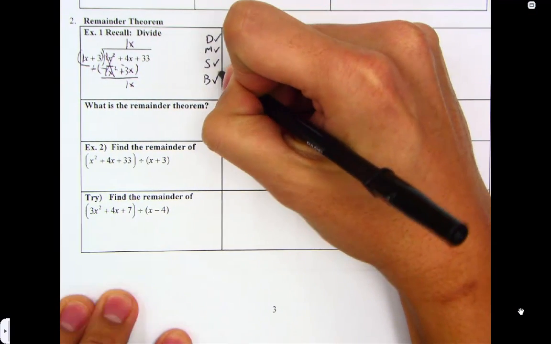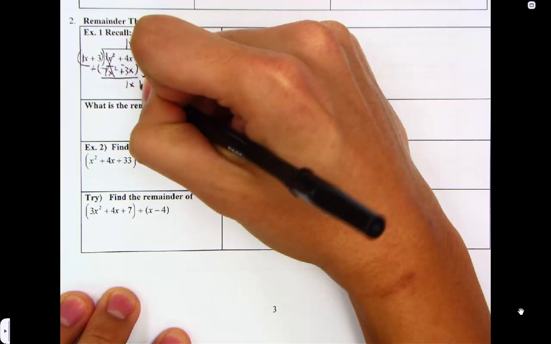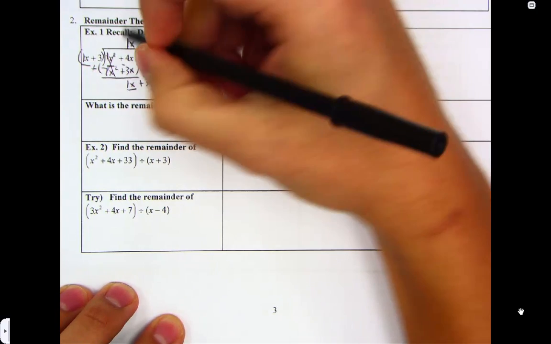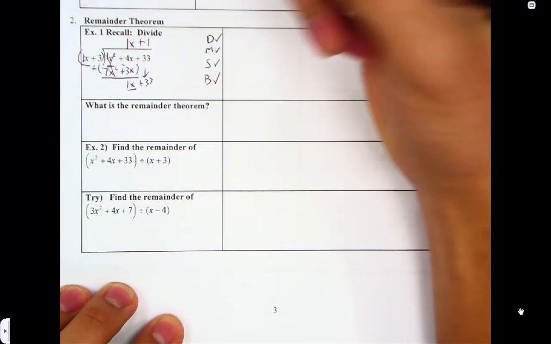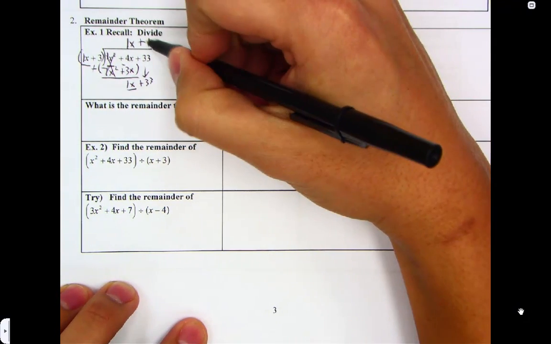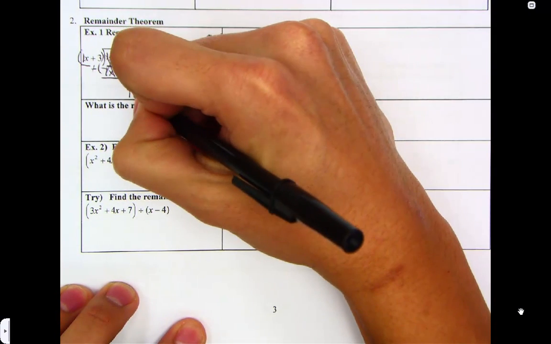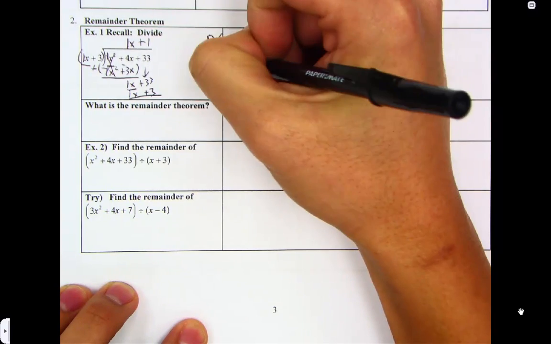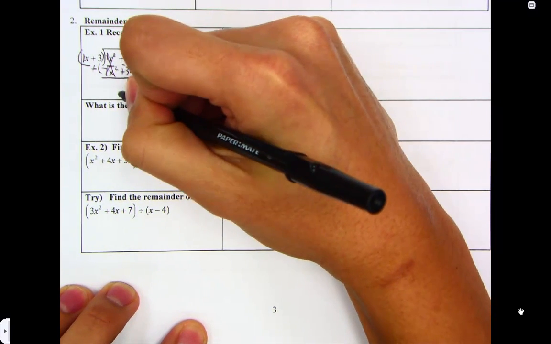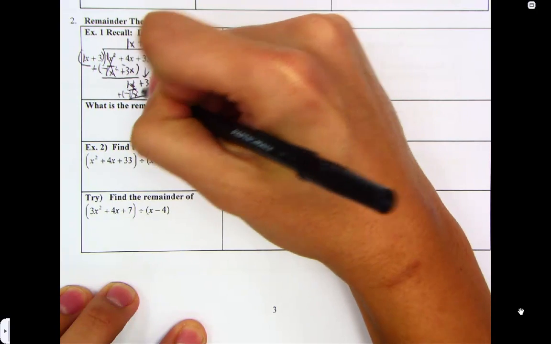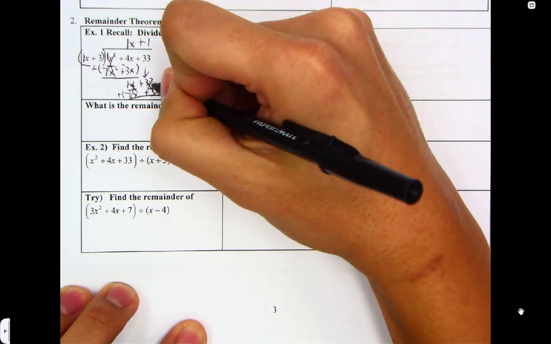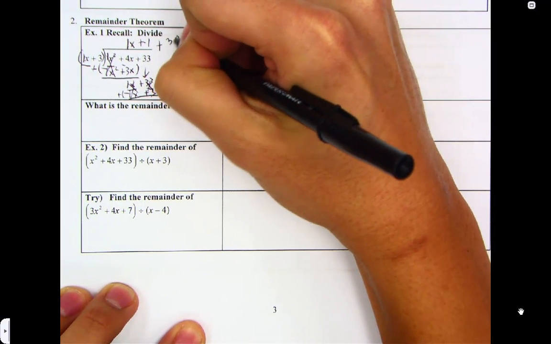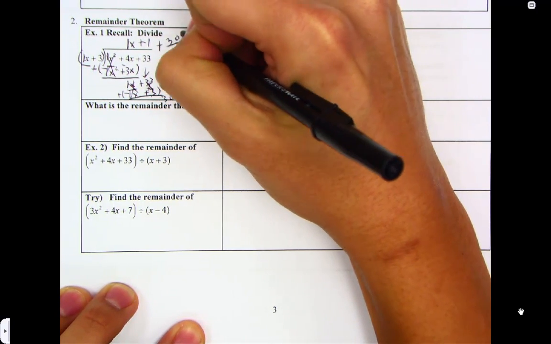And then b for bring down. So I'm going to bring down the 33. And then I'm going to start over. So 1x goes into 1x one time. Then I'm going to multiply the 1 with the 1x plus 3. So that's going to be 1x plus 3. I'm going to subtract. So that means add the opposite. 33 plus negative 3 is 30. So my remainder is plus 30 over x plus 3.